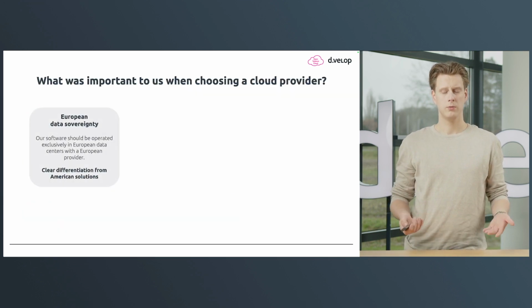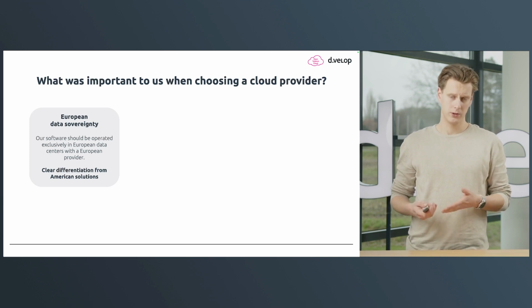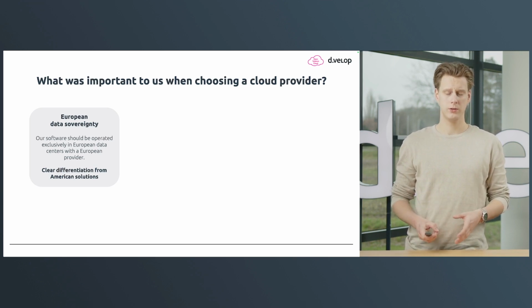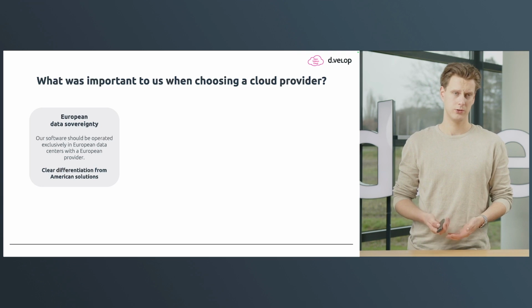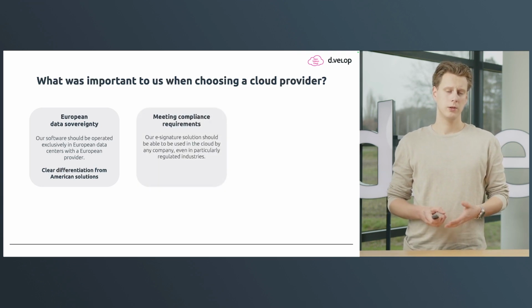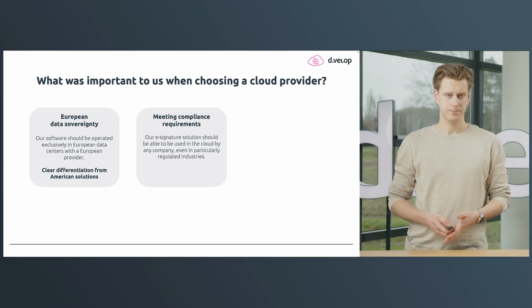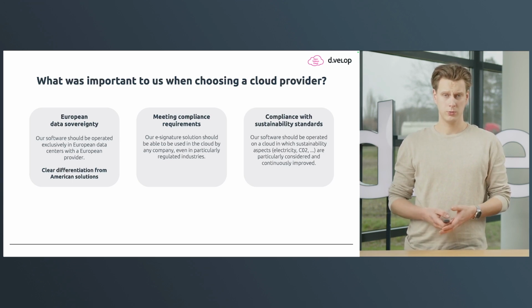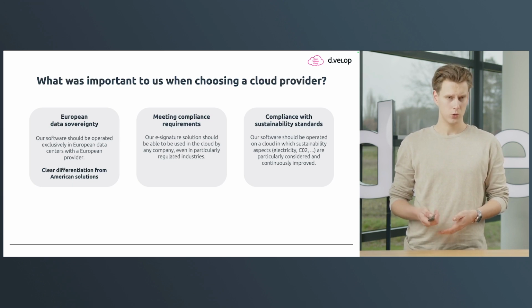What was important to us when we chose a cloud provider? On one hand, the so-called European data sovereignty. This means we want to operate our signature solution on purely European data centers and thus create a clear distinction from American solutions. The second point was that we also serve very strictly regulated industries. For example, in the financial sector or healthcare, we have to meet very strict and crucial compliance requirements, such as regulatory standards. And the third point, which is now almost indispensable, is that data also consumes CO2, or rather its operation. Software consumes CO2. And we want to position ourselves as pioneers in that by choosing a cloud provider that also acts in line with sustainability standards, all under the motto, build on trust.